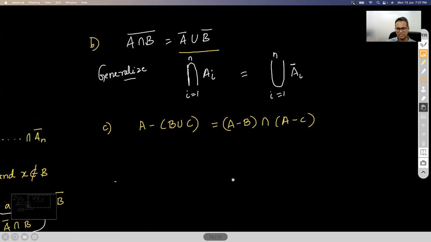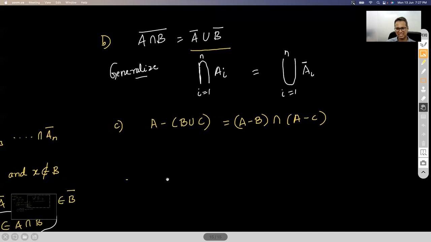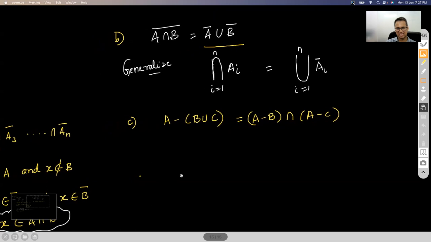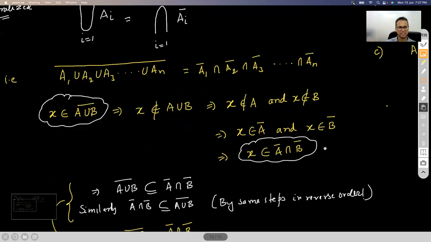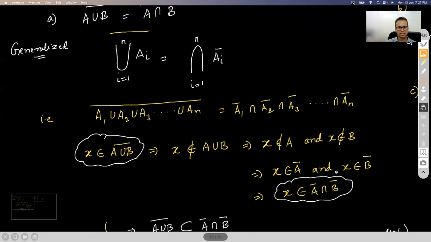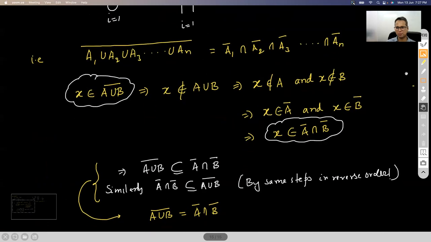Omkar, which one you wanted to see here? B or A? This is B. Oh, you want to see A? Okay. This is your A. You want to see the last part or the top part?